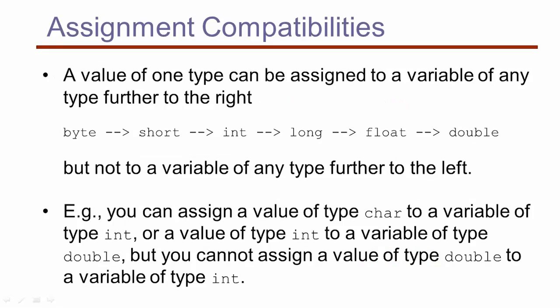So in Java, you are allowed to assign a value of one type to a variable of another type as long as the type of the variable is further to the right in this chain of types. For example, you can assign a variable of type short to a variable of type int, or a value of type int to a variable of type double. But the compiler does not allow assignment to variables whose type is to the left of the value type. If you ever want to assign a value to a variable whose type is to the left, you can only do so by using a typecast.